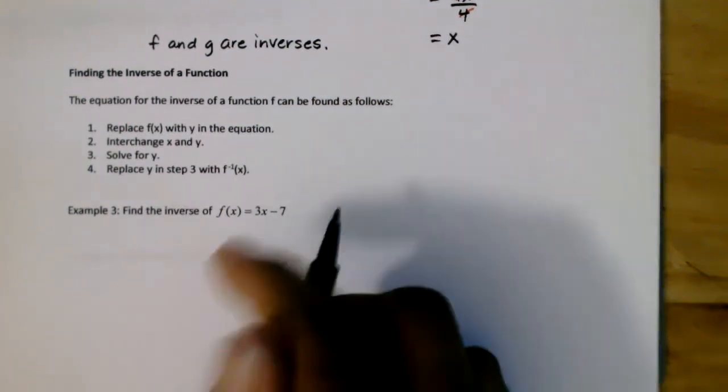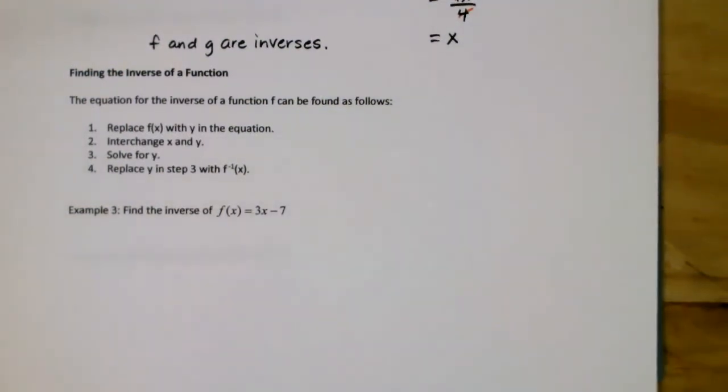Number one, you want to replace your f of x with y in the equation. You'll start off with f of x equaling something. So you're going to replace that f of x notation with y, so y is equal to whatever. Then number two, you're going to interchange x and y. That means your x becomes a y and the y becomes x. That's what we mean by interchanging x and y.